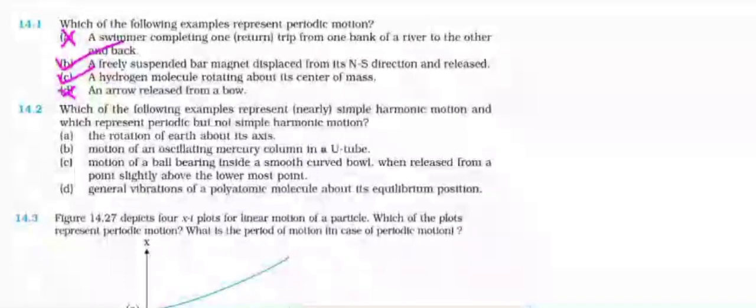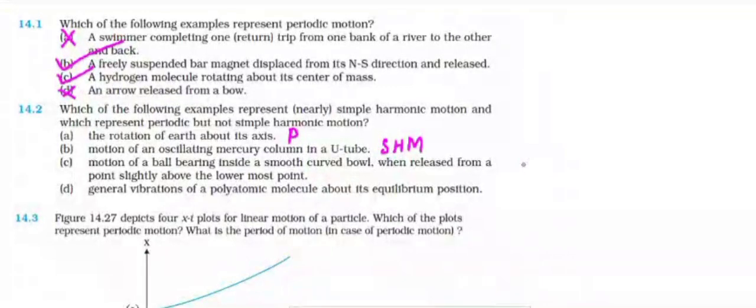Come to question 2. Which of the following examples represent merely simple harmonic motion and which represent periodic but not simple harmonic motion? Part A, the rotation of Earth about its axis. So rotation of Earth about its axis is an example for periodic motion. Then next, the motion of an oscillating mercury column in a U-tube. Already we have proved that the mercury column in a U-tube executes simple harmonic motion.